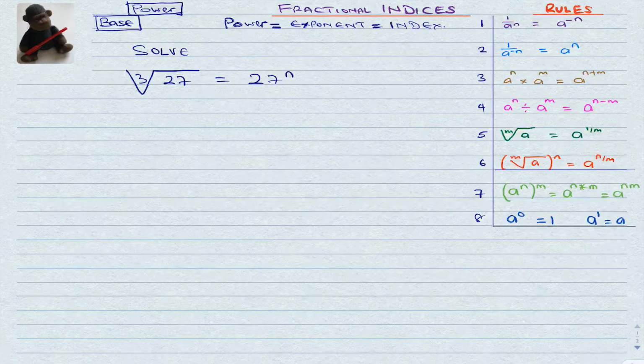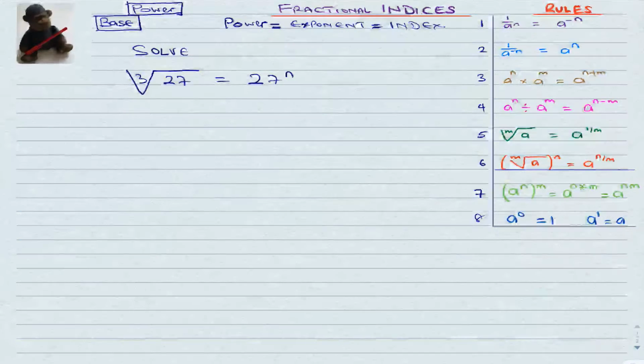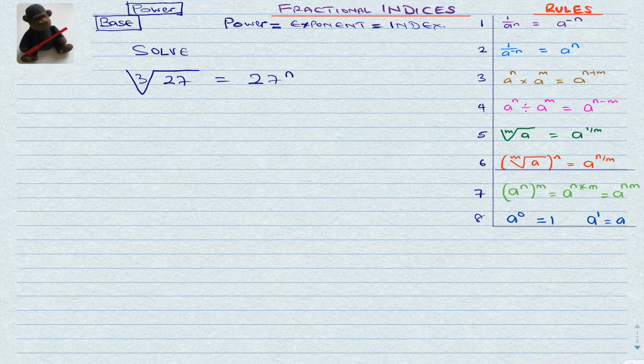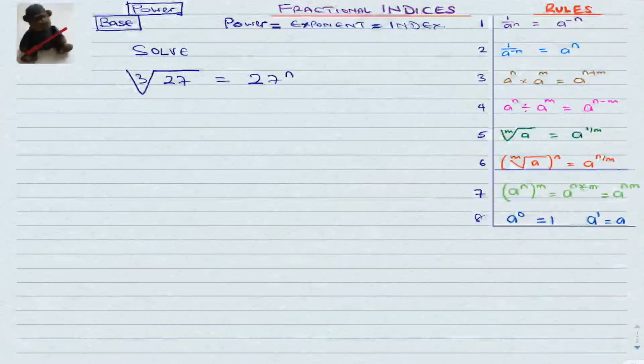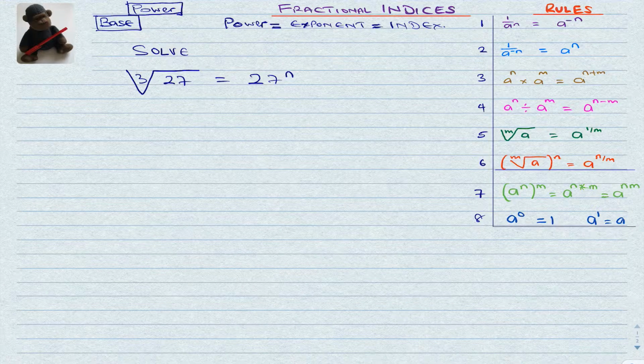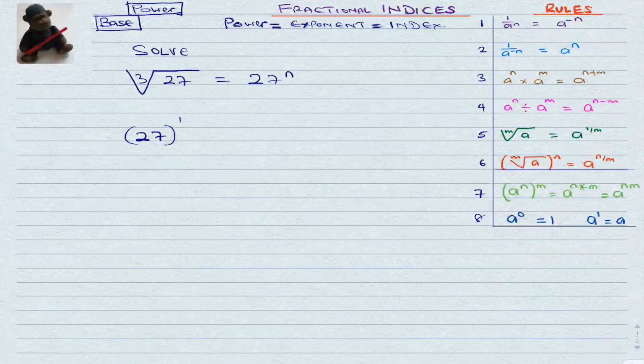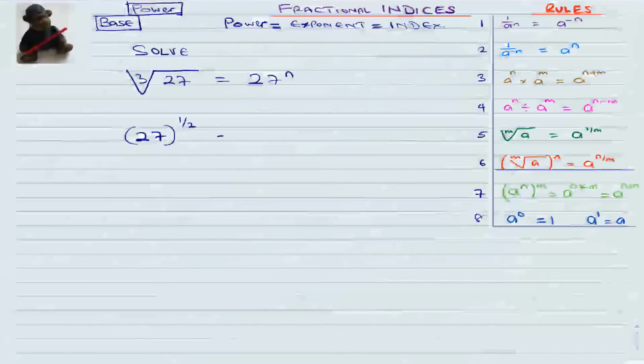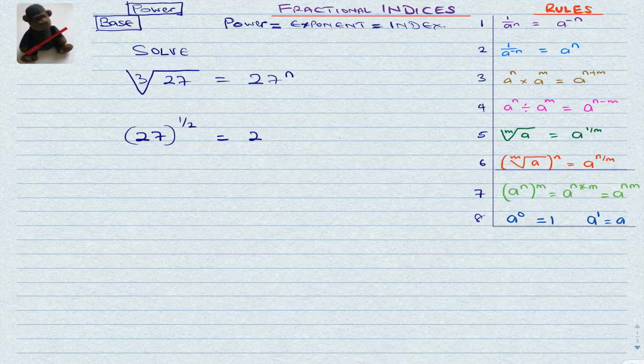Here's another question here. Cube root of 27 equals 27 to the power n. So what this question is saying is that, again, the clue to this question is actually in the 3 here, in the cube root. So when we rewrite this, it's actually 27 to the power of a third, and that equals 3 cubed, sorry, to the power of a third, that equals 27 to the power n.